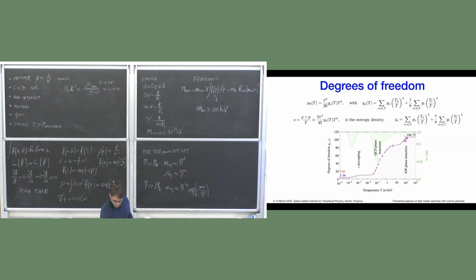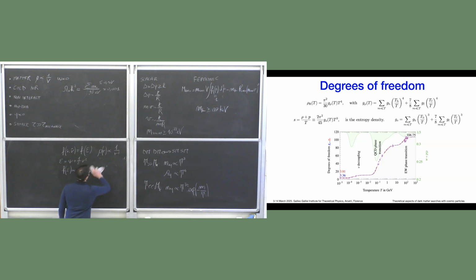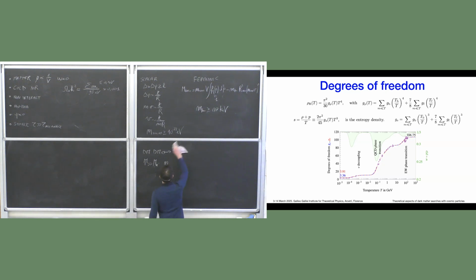Let's do also, before making the break, let's start the calculation of the freeze-out. So if dark matter was in thermal equilibrium with the standard model particles, you had two interactions that are important. One is the annihilation, so dark matter annihilating into standard model particles.